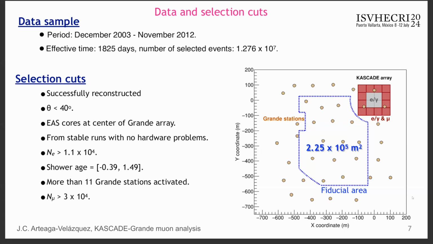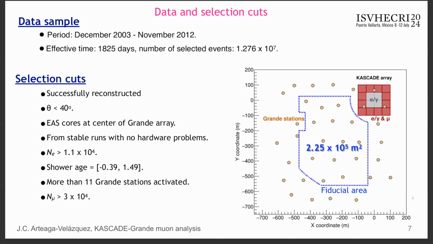The effective time was around 1,830 days, and the number of selected events was around 12 million. We applied a set of selection cuts in order to reduce the systematics in this analysis. For example, we kept only events that were successfully reconstructed with zenith angles below 40 degrees, and events reconstructed mainly within a central fiducial area in order to avoid the punch-through effect, and also border effects that we can see here around the KASCADE detector.